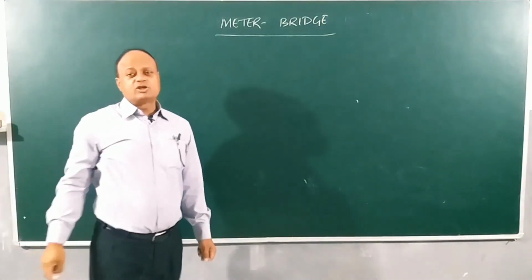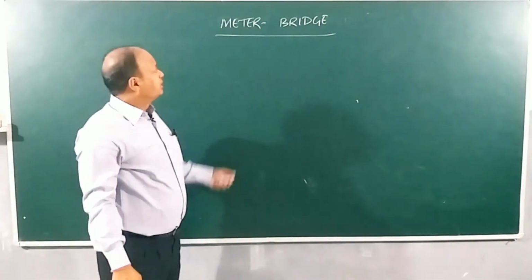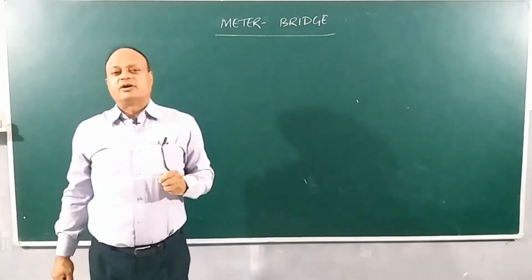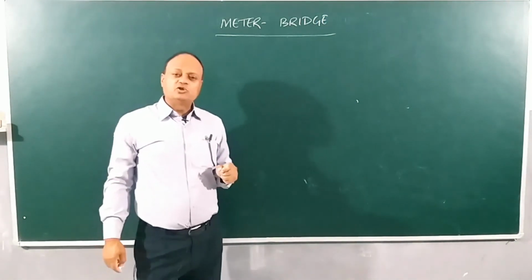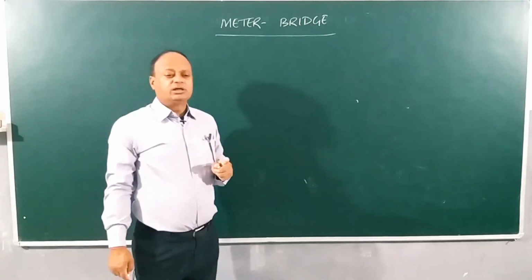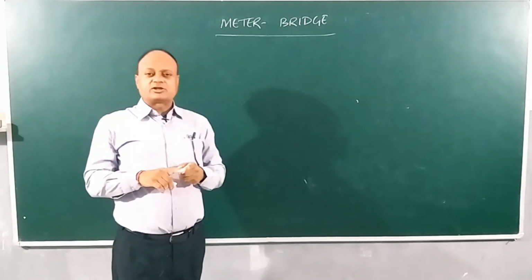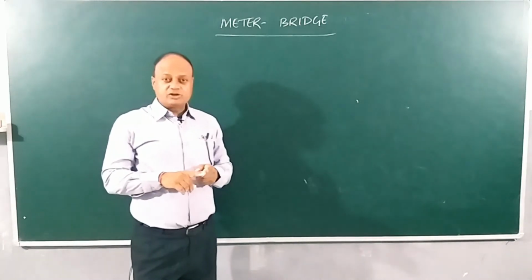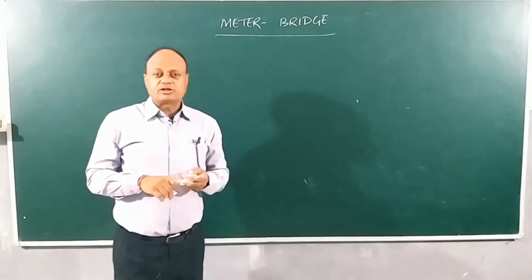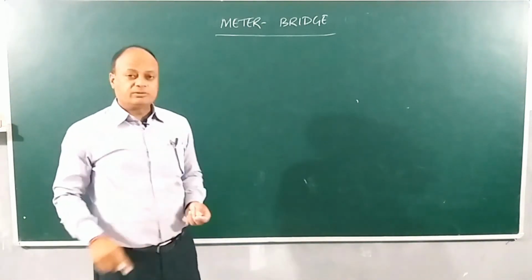Now children, our next topic is meter bridge. You can see the name here, meter bridge. Now meter bridge is a practical form of Wheatstone's bridge. There are two practical applications of Wheatstone's bridge you have. One is used in thermometer designing, that's called Callender and Griffiths bridge. And the second one is meter bridge or slide wire bridge. That's what we are going to study now.